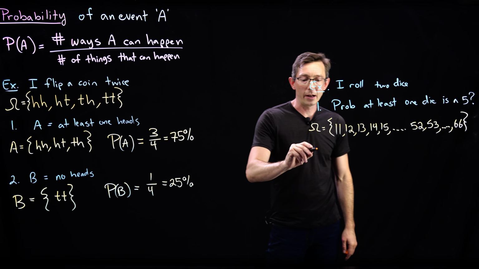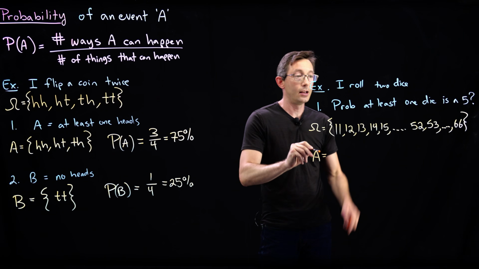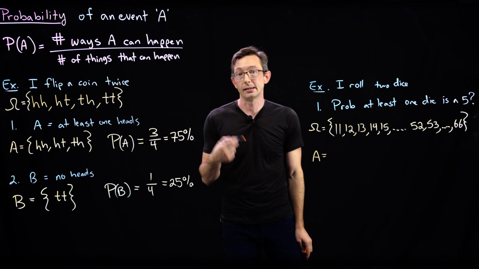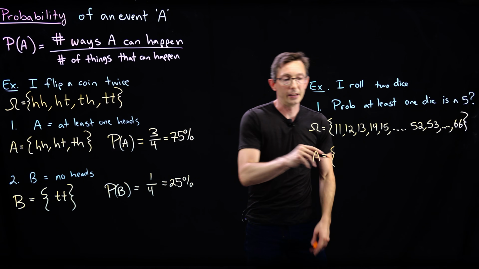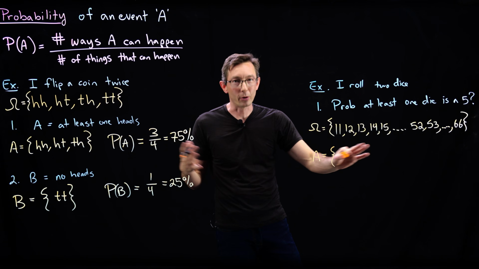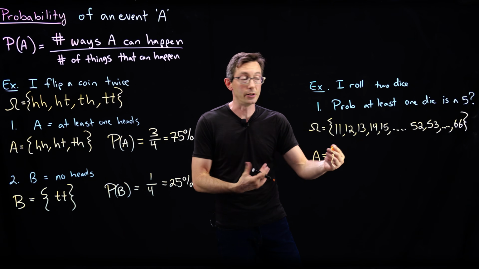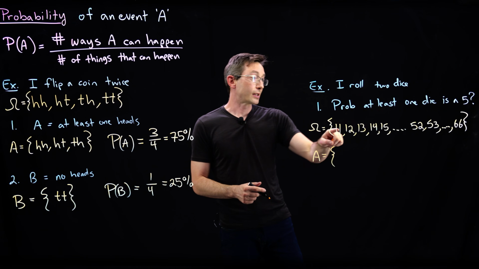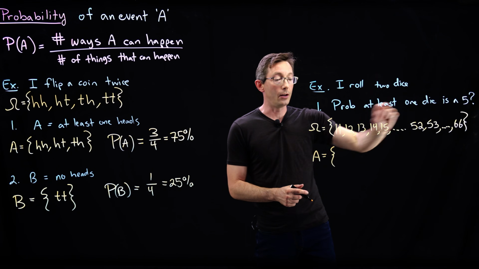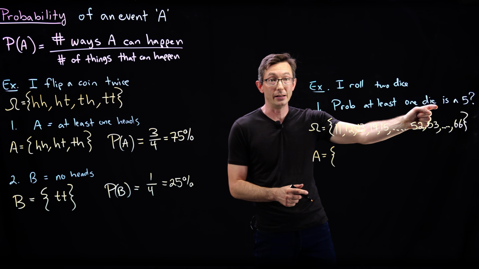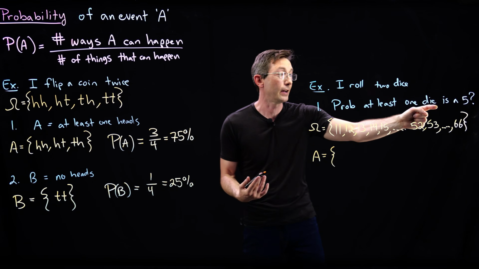So now I want to count how many things can happen so that at least one dice is a 5. And I'm just going to go through it, even though it's a little boring and you know how to do this, just to remind you that I'm just going to take out of all of the things that can happen, all of the cases that satisfy this condition of at least one of the die being a 5.